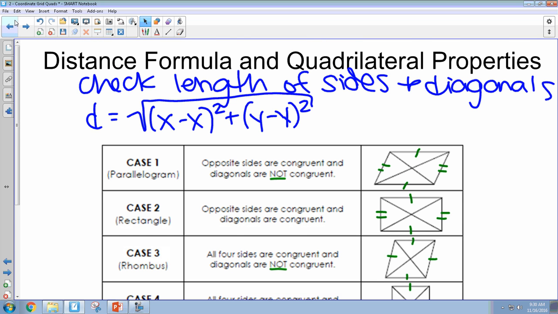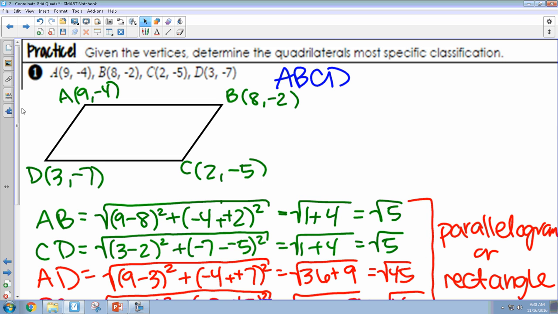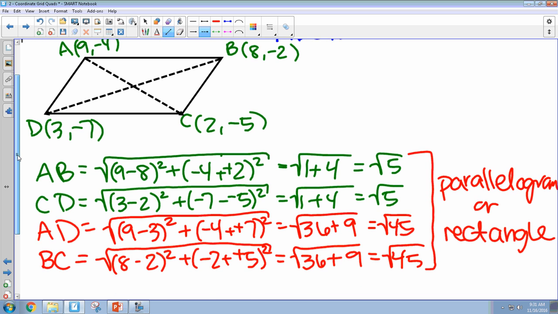If we go back, again, your opposite sides are congruent, so that's why we are in either case 1 or case 2. What we have to verify is whether my diagonals are congruent or not, and so that's the next step. We are now going to do the distance from A to C and the distance from B to D and see if those are congruent or if they are different from each other.